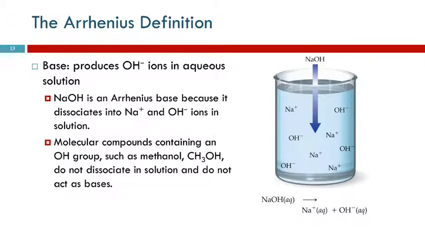So that was the Arrhenius definition of an acid. The Arrhenius definition of a base is something that produces hydroxide ions in aqueous solution. So something like sodium hydroxide. This is an ionic compound of sodium ions and hydroxide ions. It is soluble in water. So when we put sodium hydroxide in water, the ions separate and we have sodium ions and hydroxide ions. Hydroxide ions are produced, therefore this is an Arrhenius base.